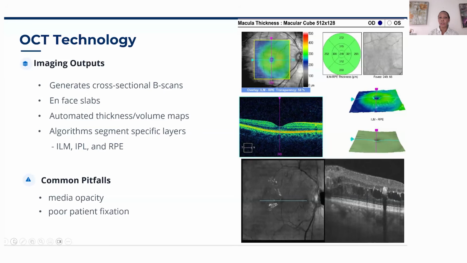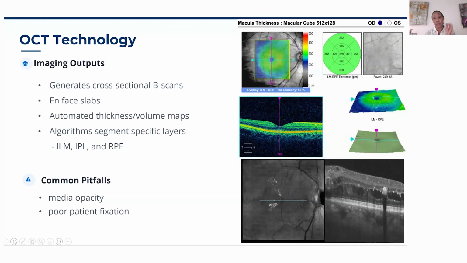So the imaging outputs we can get are variable. What we tend to look at is that cross-sectional B scan that we want to talk about today, but you can get en face slabs, which are good for looking at conditions such as the epiretinal membranes on top of that. You can also get automated thickness and volume maps. And you can look at different layers or segments within the OCT test results.